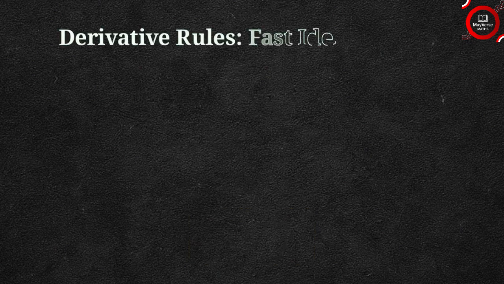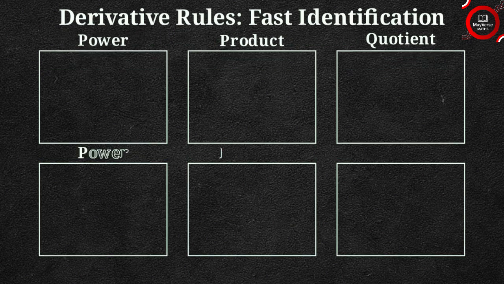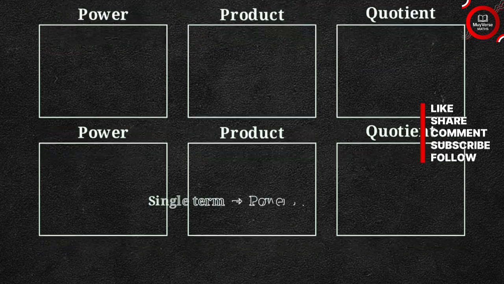Next. We will build a fast visual guide to identify derivative rules on exams. We'll use 3 labeled sections: power, product, and quotient. Here are the 3 sections: power, product, and quotient. Each box uses a bold border to help you scan quickly. Now, list the pattern to identify each rule.